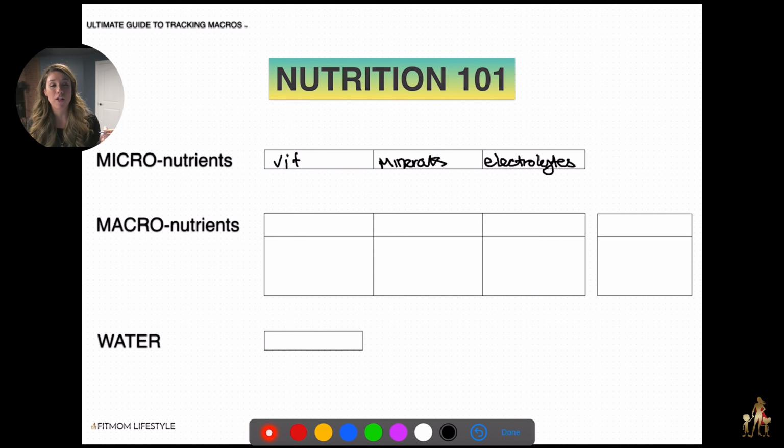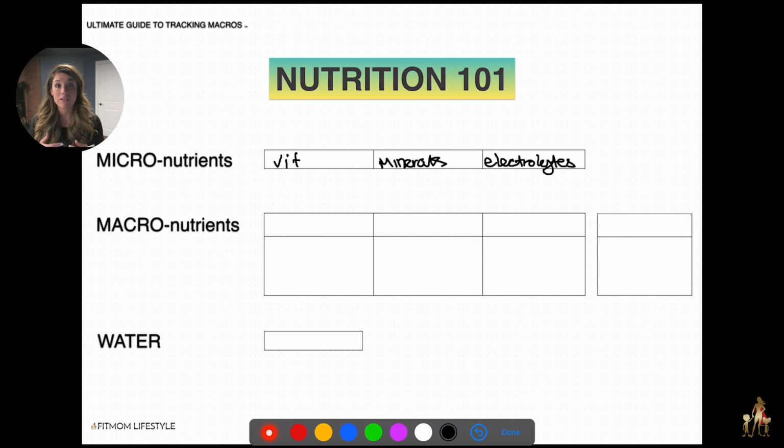If you guys have been following us for a while, if you listen to the Food Code, you know that we talk all about the quality of food. And this is where one ingredient foods play a big role. They provide us a lot of these vitamins and minerals and the nutrients that our body needs to build itself up and function optimally. Electrolytes are also very important.